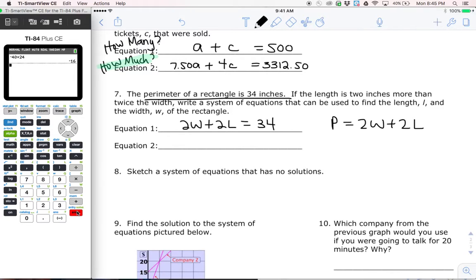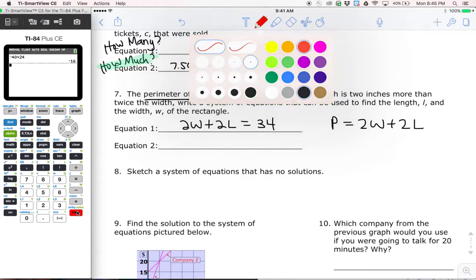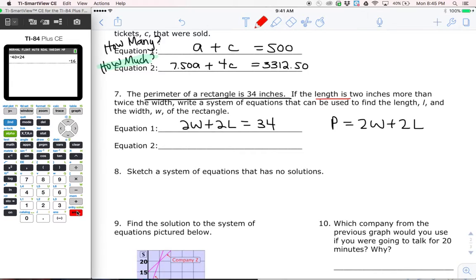All right. Second equation here. Let's go. If the length is, okay, stop. You just read the length is. So you should write down L equals. If you get this word is, you're so happy. It's your best friend. It makes your life a billion times easier because you know how to set up the second equation. The length is L equals.